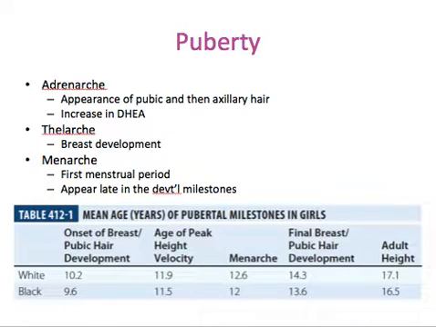So puberty happens and different things happen during your puberty. So you have your adrenarche or the appearance of your pubic and then axillary hair, and this is mostly because of the increase in the secretion of your dehydroepiandrosterone from your adrenal glands. And you have your telarche or the start of your breast development, and lastly your menarche or your first menstrual period. So in puberty, the menarche would be the last one to develop. The development of your pubertal milestones can also vary with your race. So here are the differences.